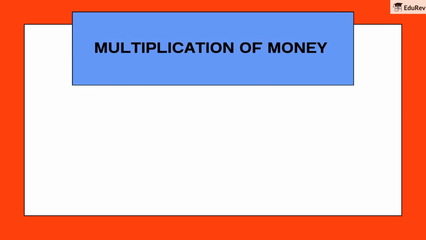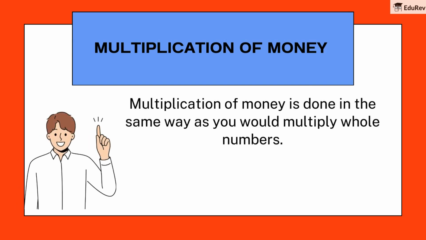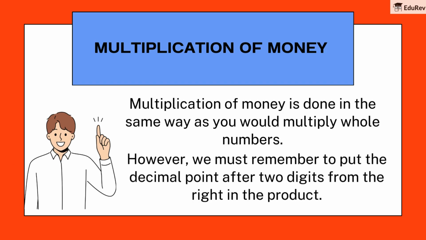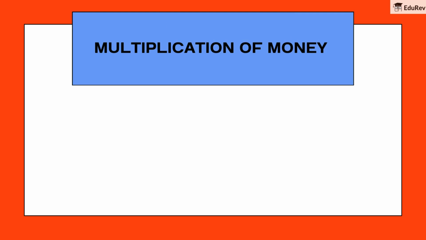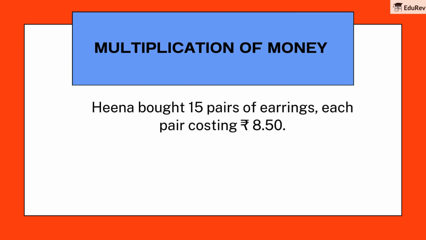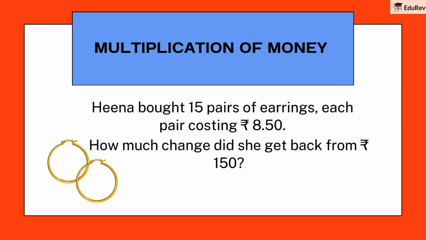Now, let's move on to multiplication of money. Multiplication of money is done in the same way as you would multiply whole numbers. However, we must remember to put the decimal point after 2 digits from the right in the product. For example, Hina bought 15 pairs of earrings, each costing rupees 8.50. If she paid rupees 150 in total, how much will she get back?